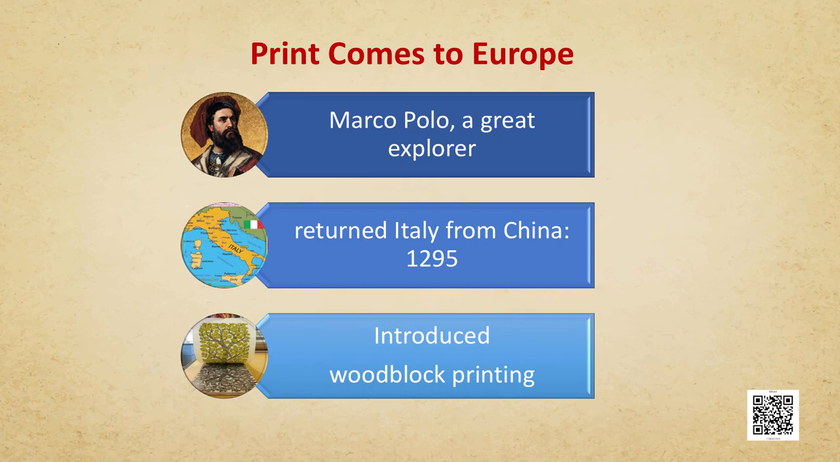Now, let us see how print reached Europe. As you know, Japan and China both are in Asia. There was a great explorer called Marco Polo. He lived in China for a very long time and then returned to Italy in 1295 AD. While in China, he learnt woodblock printing and introduced this to Italy first, and from there it travelled throughout Europe. That is how print got circulated in Europe.